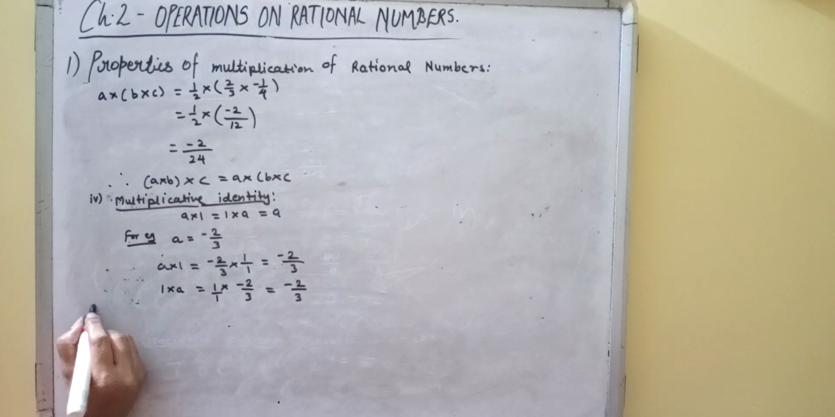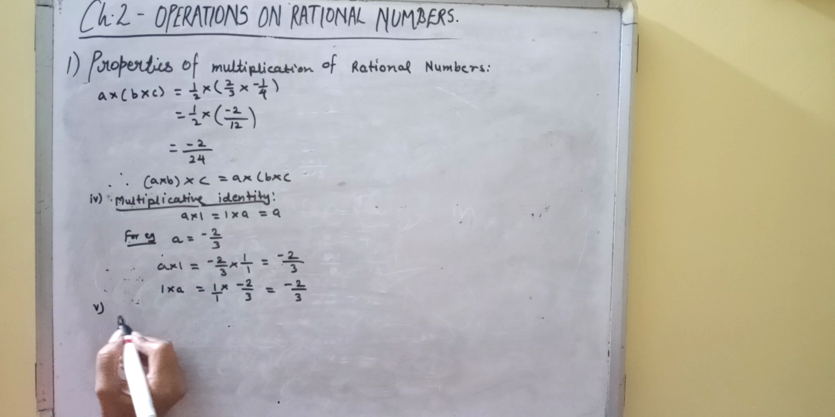Now the fifth property is multiplicative inverse.